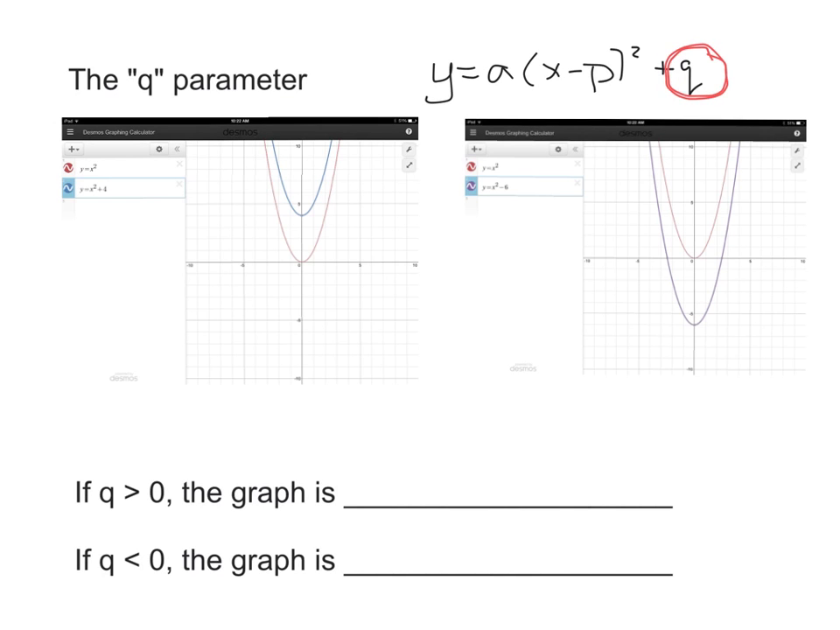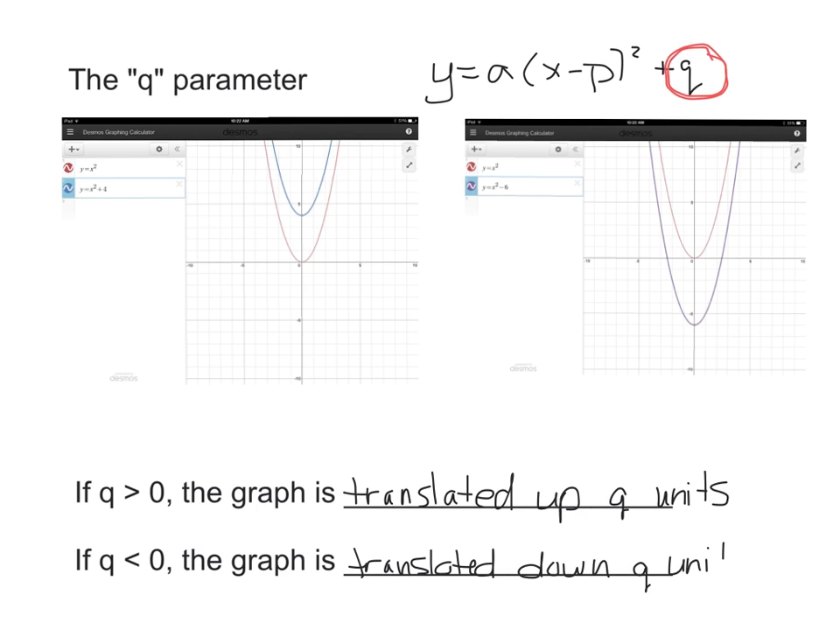If q is greater than 0, what happens to the graph? If q is greater than 0, the graph is translated up q units. So whatever number that is, that's how many units it's moved up. If q is less than 0, the graph is translated down q units.